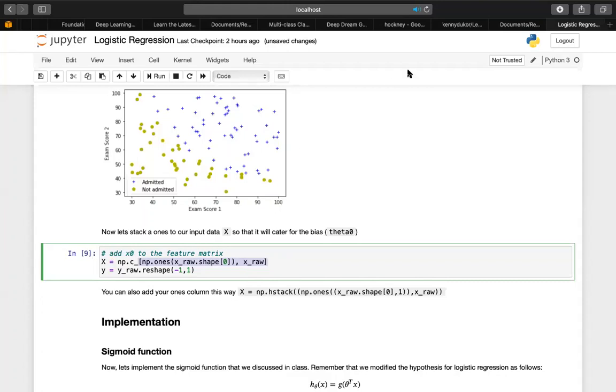And who can tell me what the shape of this X would be after stacking ones to it? So I'm stacking ones. So numpy.c_ is like stacking ones column wise, right? So you're stacking ones column wise. You're adding these ones of shape, this shape that's 100, you're adding it to your X row. So what will be the shape of X after stacking ones?